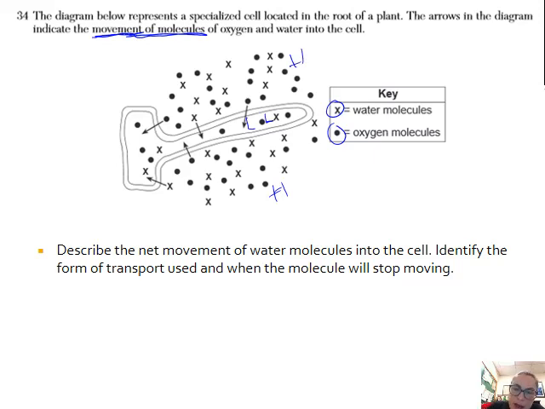We also see arrows indicating that the X's, the water, are moving into the cell and the oxygen is moving into the cell. So if we follow that, we have a movement from high to low concentration, and what that means is that the water molecules are using passive transport. So they are moving from an area of high concentration to an area of low concentration, and the molecules will stop moving once they've reached dynamic equilibrium, meaning there's a relative balance on both sides of the membrane.